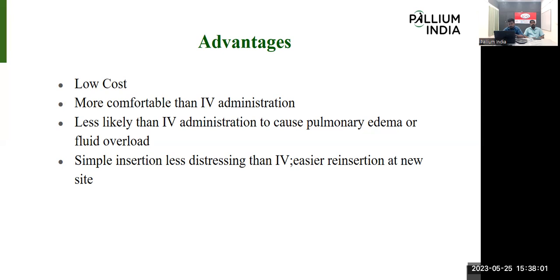But this much painful procedure is not needed for the sub-Q insertion, because there is no IV route needed for the insertion, only the sub-Q space. We only need to maintain a 30 to 45 degree angle while pricking with the needle. Then after pricking the subcutaneous space, we secure it using tape. So this is a very simple insertion, less distressing for the patient and easy for the staff also. Comparatively, the sub-Q is easier than the IV.